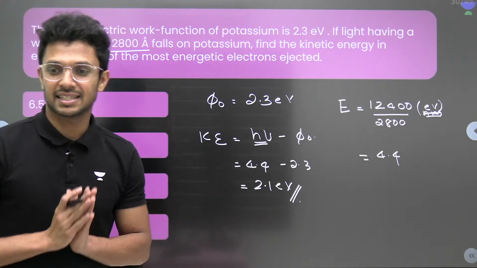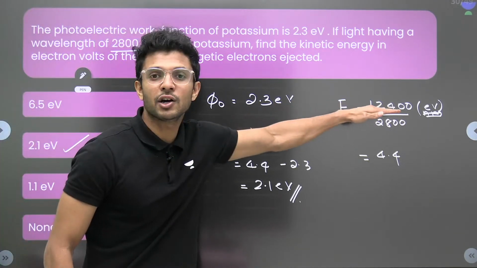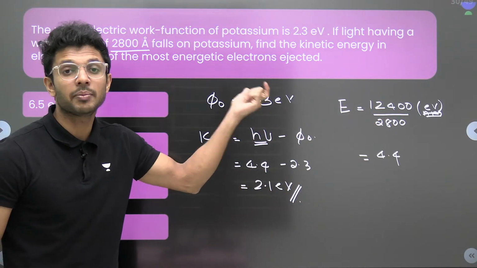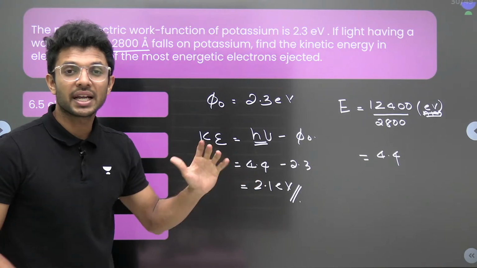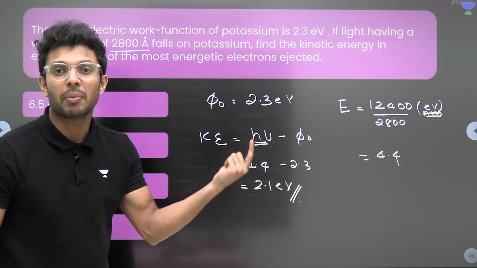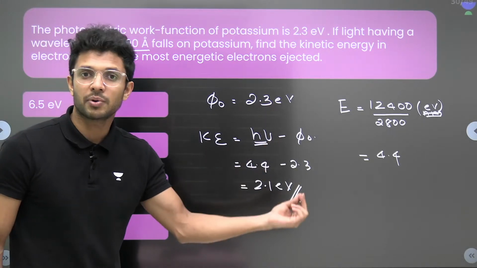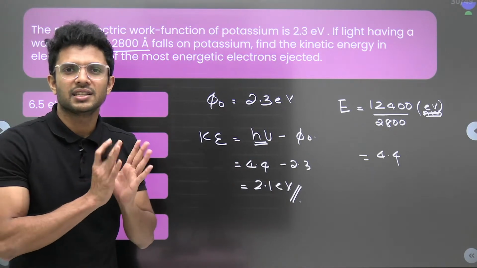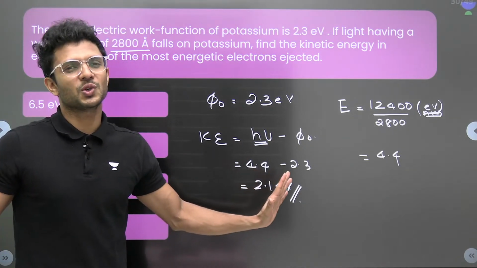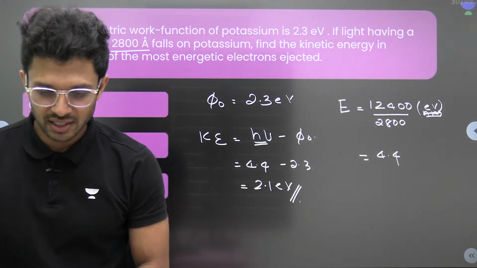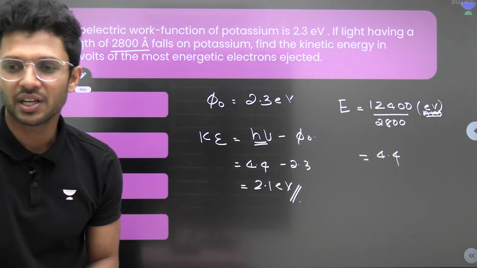Look, else, if you didn't know this value of 12400, what do you have to do? h nu is equal to hc by lambda. You will get the energy in joules. You will have to convert that into electron volt by dividing it by 1.6 into 10 power minus 19. Very big task you will have to do. Okay, look, bhaiya has saved you from all those problems. 12400 by 2800, you will get the answer in energy, right?